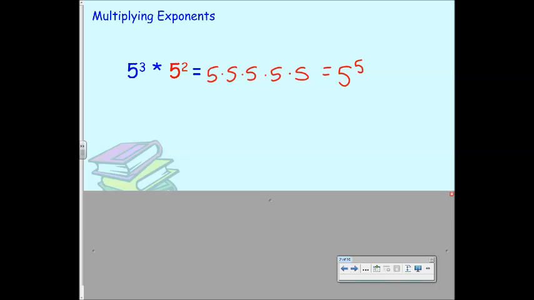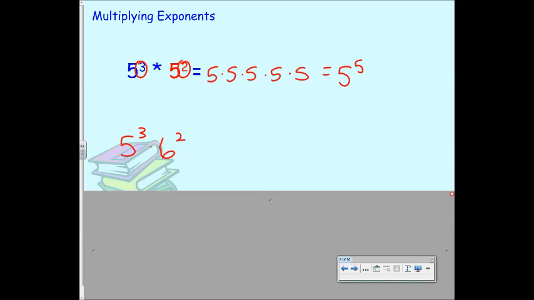All right, does anybody notice anything that you could do that in a shortcut way without having to expand it out? Emily? Yeah, just add your exponents together. So if you've got 5 to the power of 3 and 5 to the power of 2, that means you have 3 5s and 2 5s. So really you have 5 5s. All right? So when you're multiplying exponents together, the shortcut way to do it is to do what with your exponents?